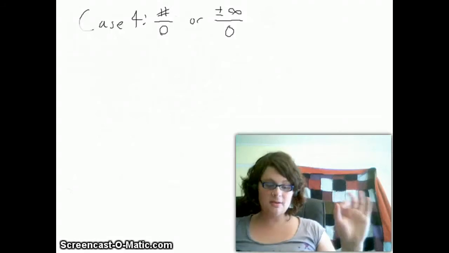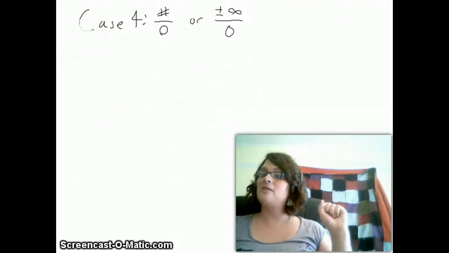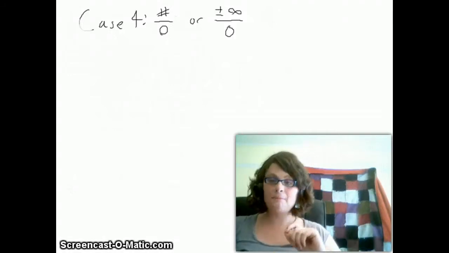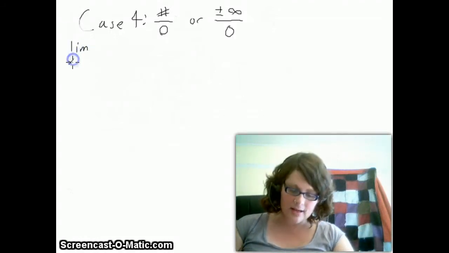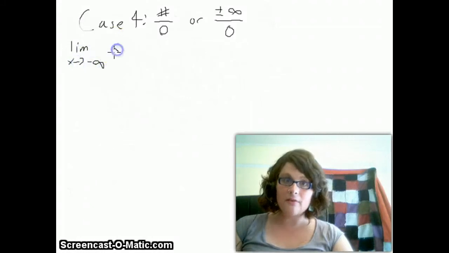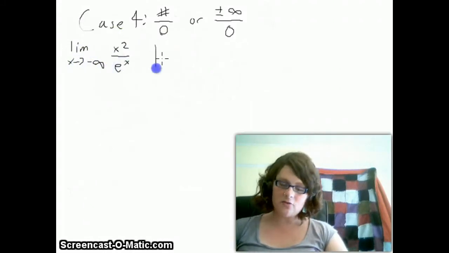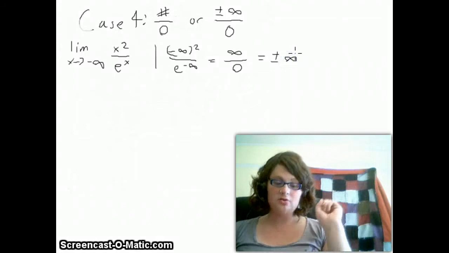And this other method is going to be to take some number that's close to the number that x is approaching and plug that in for x. Then the bottom will not actually be 0, but it'll be either positive or negative. So to see how this happens, we'll take the limit as x goes to minus infinity of x squared over e to the x. When we plug in minus infinity for x, we get minus infinity squared over e to the minus infinity. Minus infinity squared is infinity, e to the minus infinity is 0. This is going to give you either plus or minus infinity, but we're not sure which.